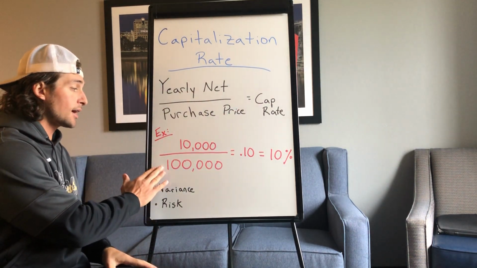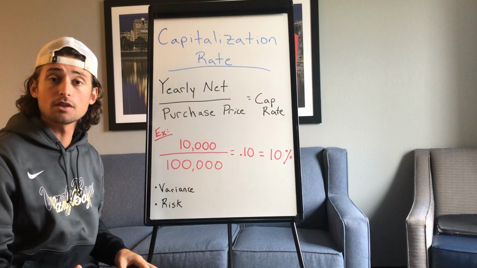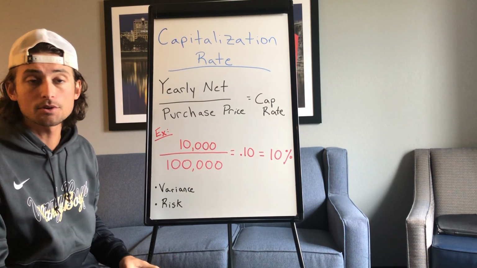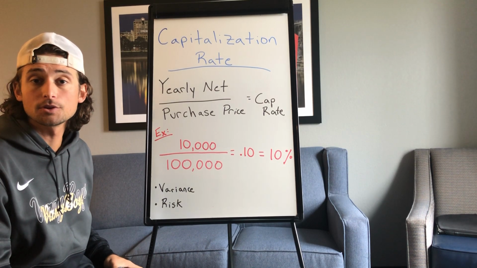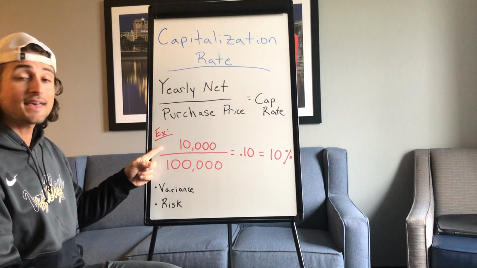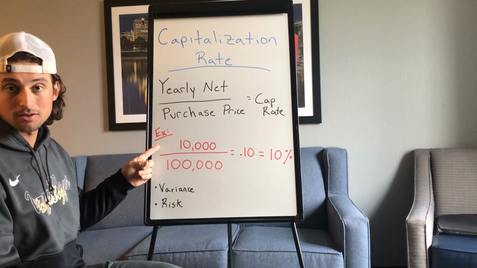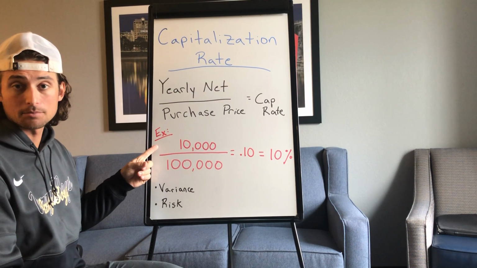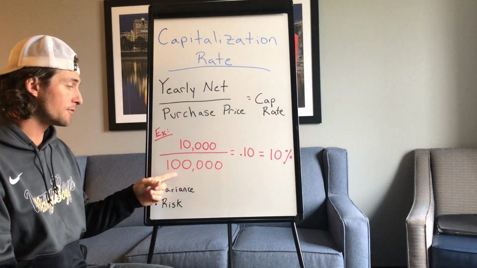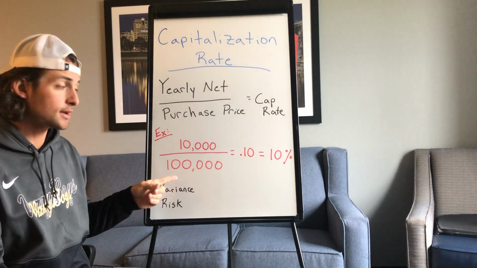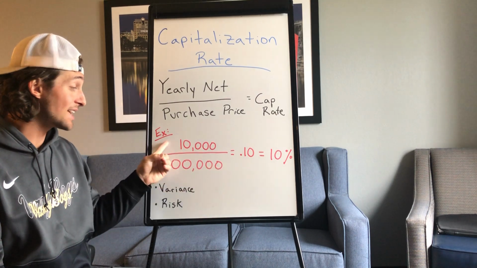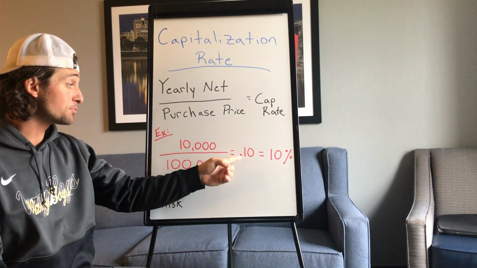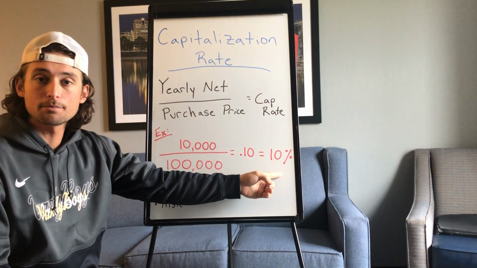So I gave you an example right here that we can run through together, very easy, very round numbers. Say I purchase a single family rental, okay? I make $10,000 per year in net income, okay? And I bought the property for $100,000, all right? My cap rate is 10% because 10,000 divided by 100,000 is 0.10, which turns into 10%.